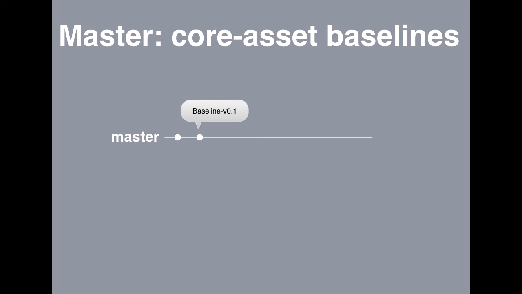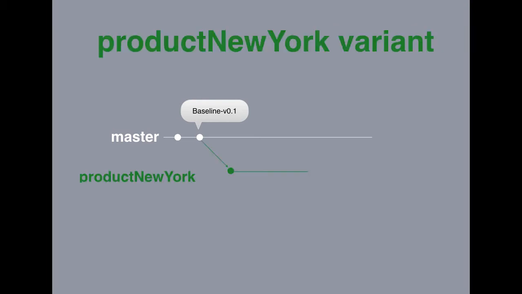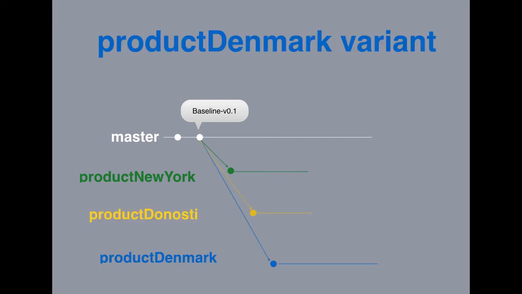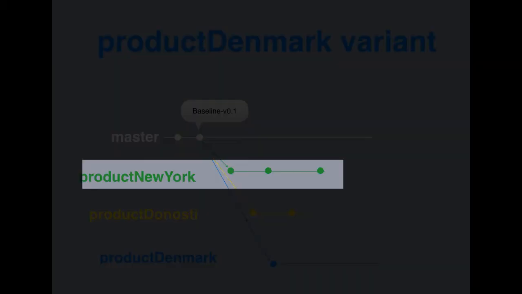Now, product teams can create their own branches. A team has branched off master to derive a variant product for New York City. Another team has created another branch for Danosti City, and yet another one for Denmark-based weather stations. Each product team customizes the core asset base to resolve bug fixes or enhance the products with additional functionality.